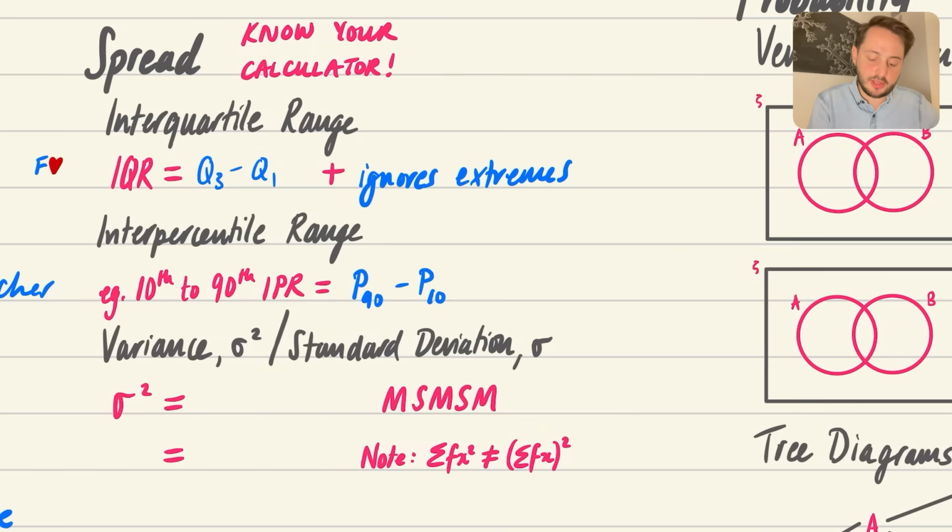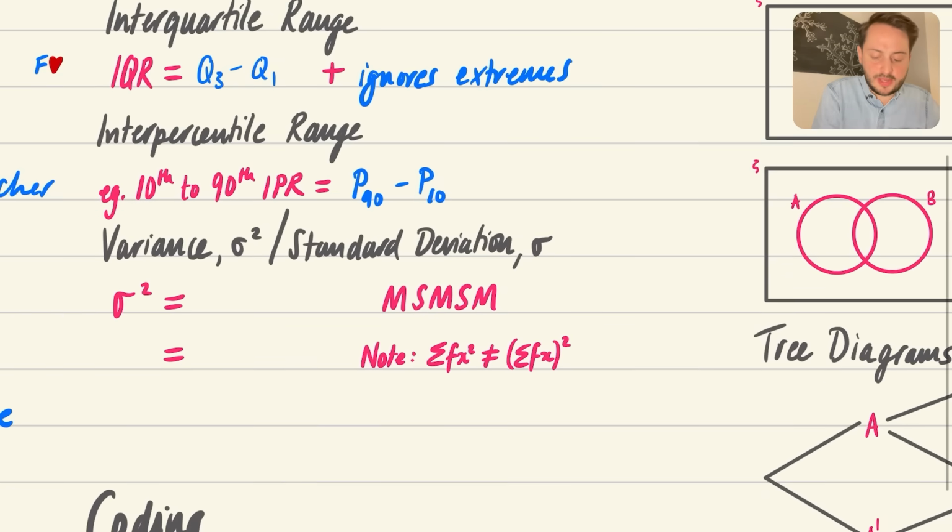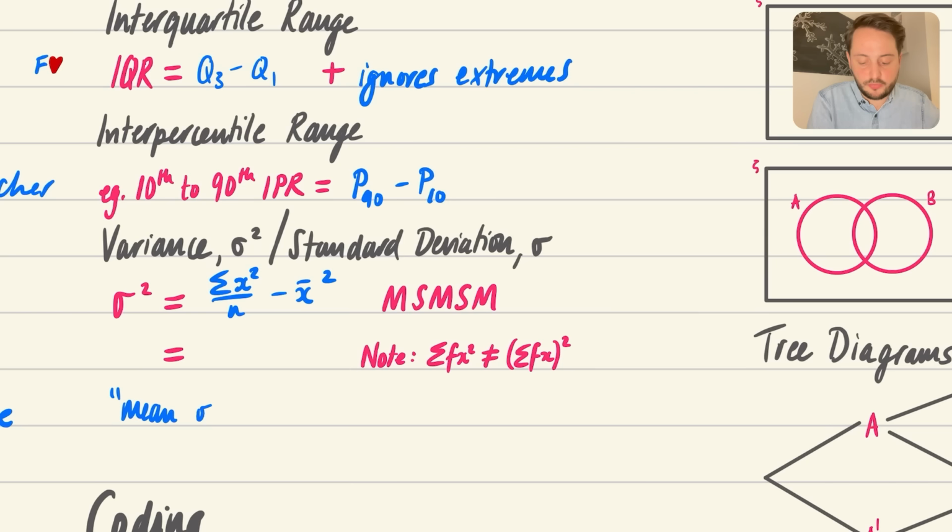Then we're moving on to variance. So the variance is found by doing the mean of the squares minus the square of the means. And that's what I've written here. I've got MS, MS, M. So I'm just going to write that down. It is the mean of the squares minus the square of the means.